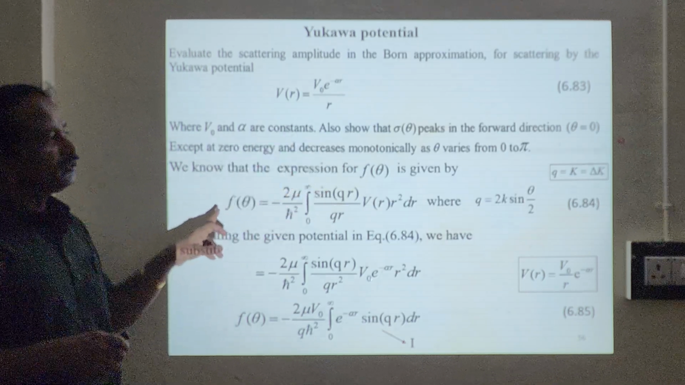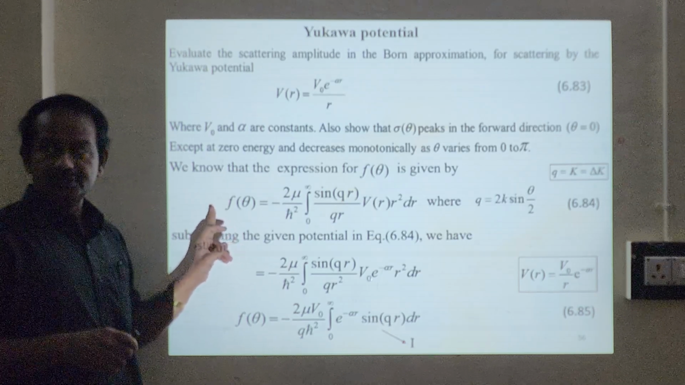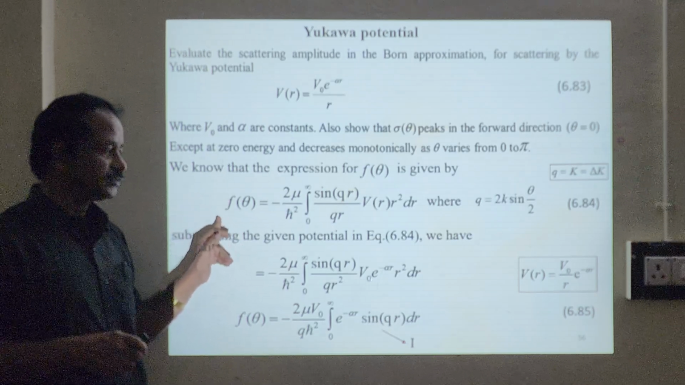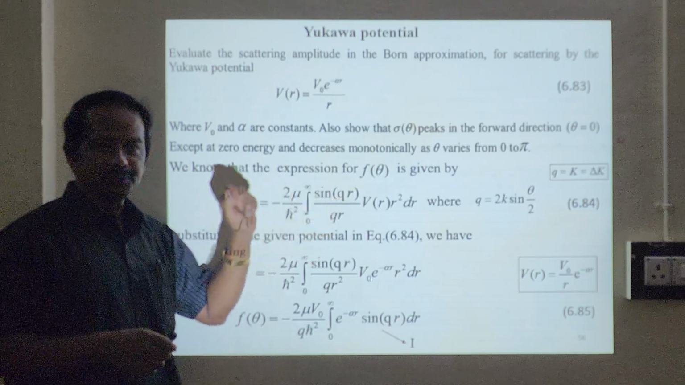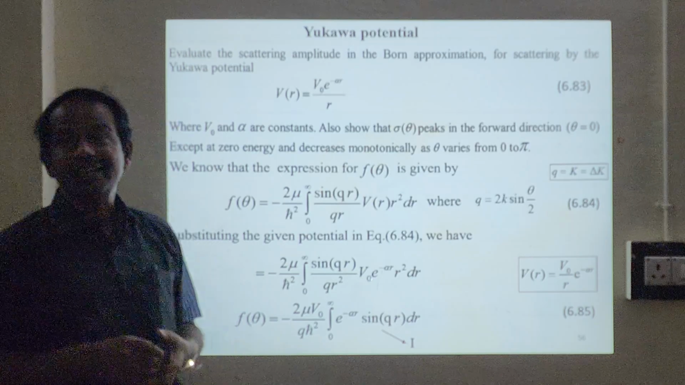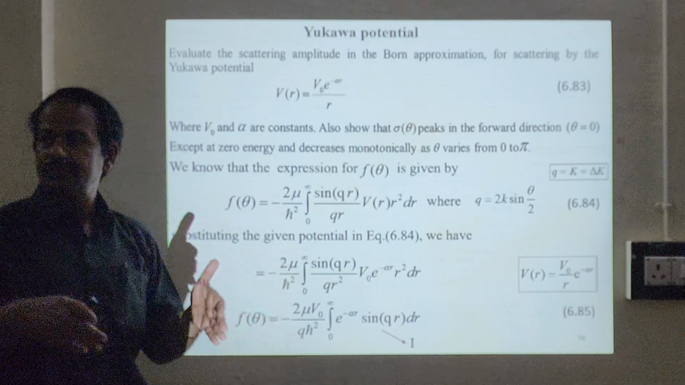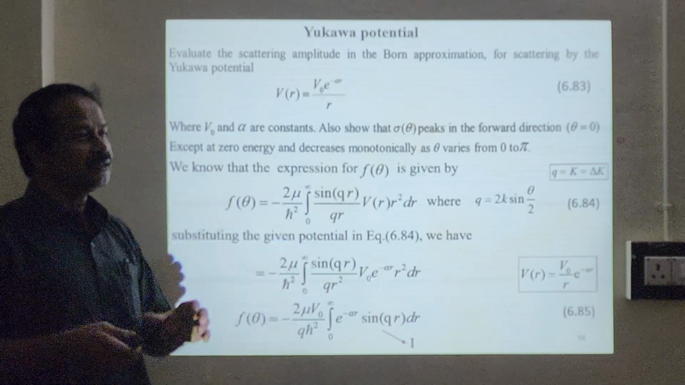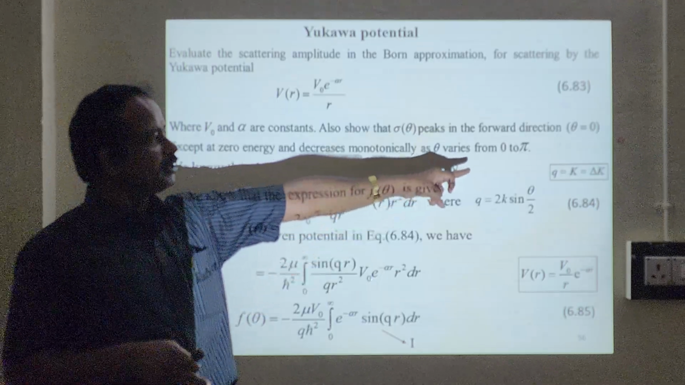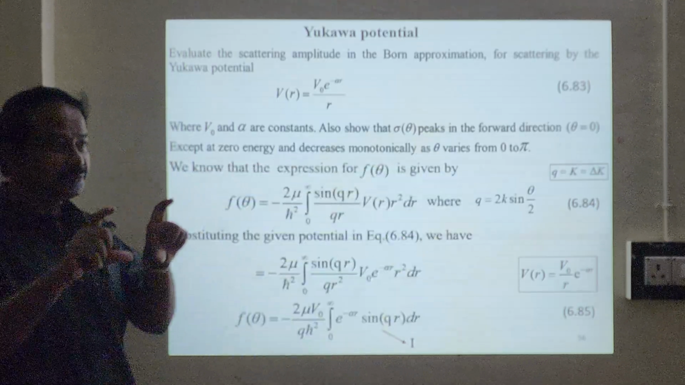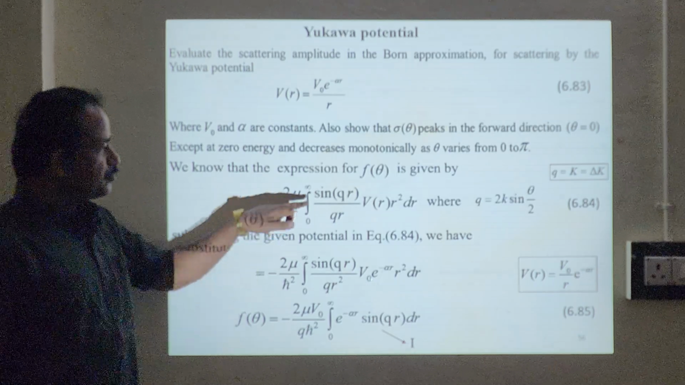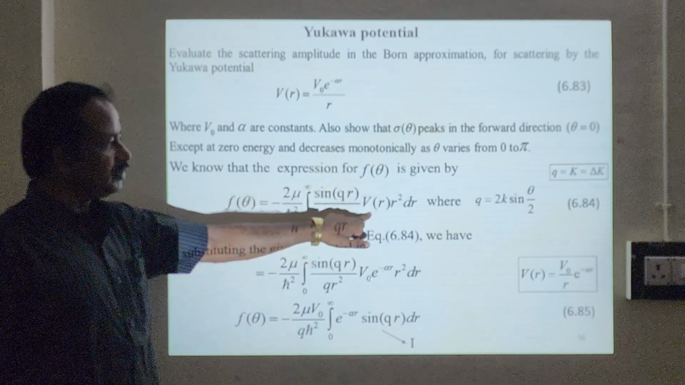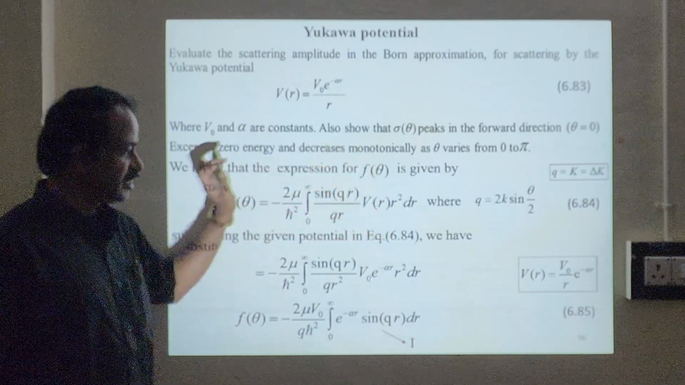Okay. So we know the expression for the scattering amplitude is given by this expression. Using the Born approximation, we have already derived this one, except this Q. Q is nothing but your capital K. In some books you may find capital K, in other books you may find Q. Both are the same. So your Q will be capital K, which is nothing but your delta K, the change in wave vectors, which we know already. So sin QR by QR, V of R, R squared dr. We know this expression already.